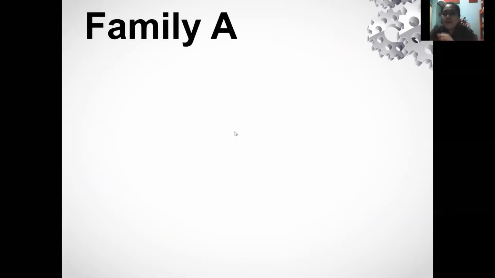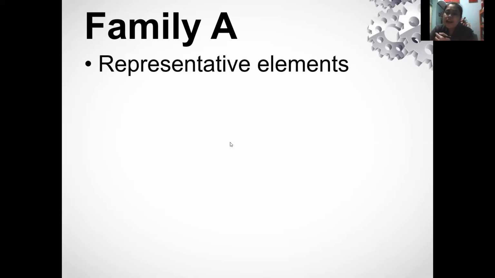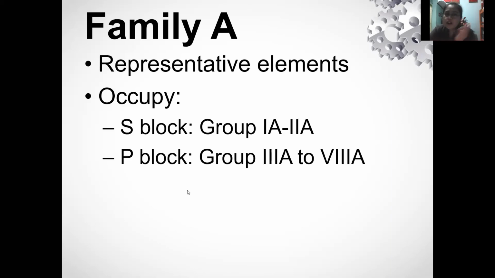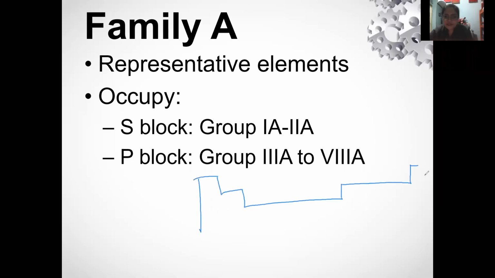Next, let's have the family, or we call it group. But we have two types of family or group in the periodic table. We have family A and family B. Si family A, we call them the representative elements. So they occupy the S block and the P block, which means ganito. You have the periodic table like this again. Ayan. This one is the S block. This is the P block. Ito yung family A natin.